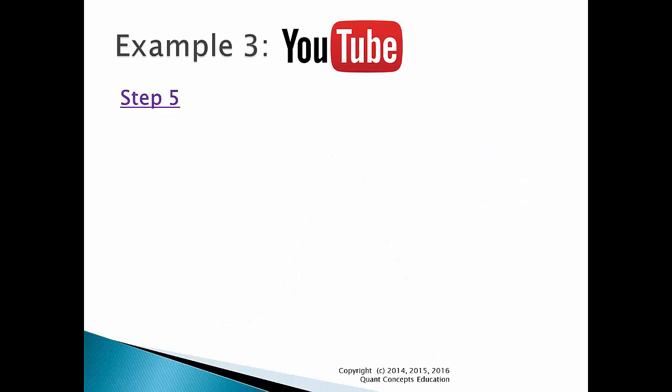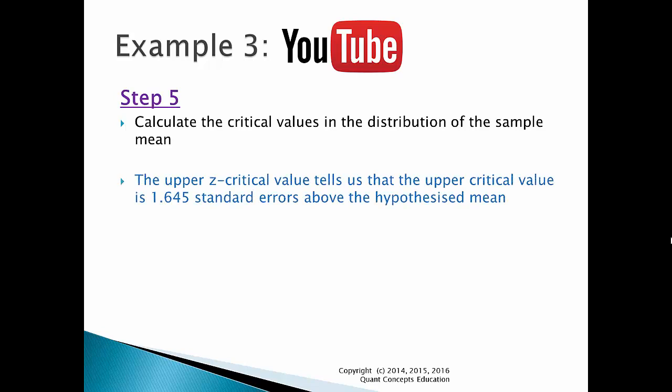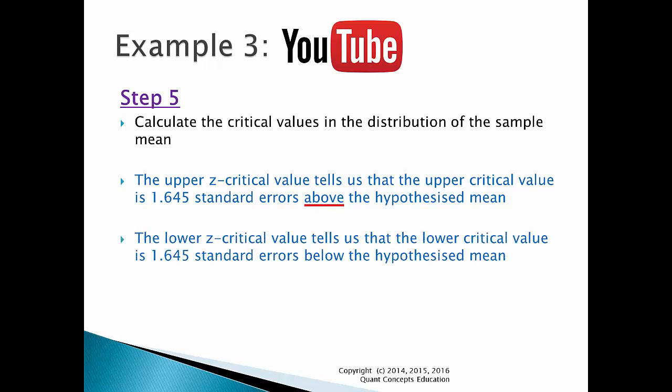Step 5. Calculate the critical values in the distribution of the sample mean. Now, the upper Z critical value tells us that the upper critical value is 1.645 standard errors above the hypothesized mean. It is above the mean as it is a positive number. The lower Z critical value tells us that the lower critical value is 1.645 standard errors below the hypothesized mean. How do we know this? Recall that the lower Z critical value is negative 1.645. Because it is a negative number, it is below the hypothesized mean.